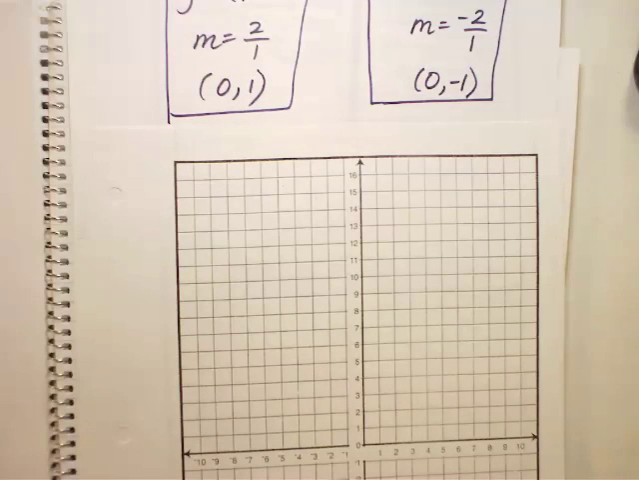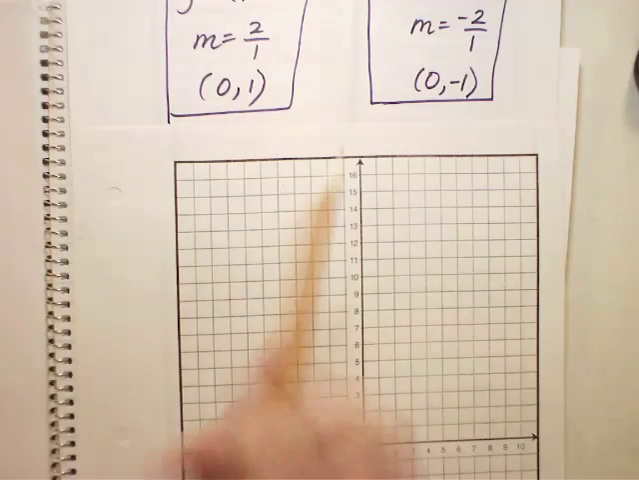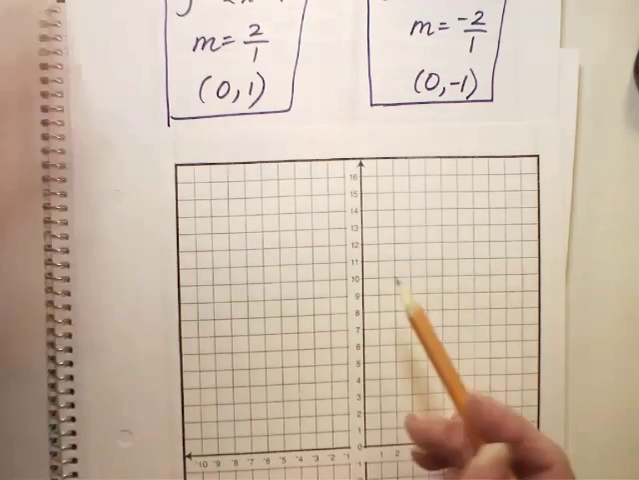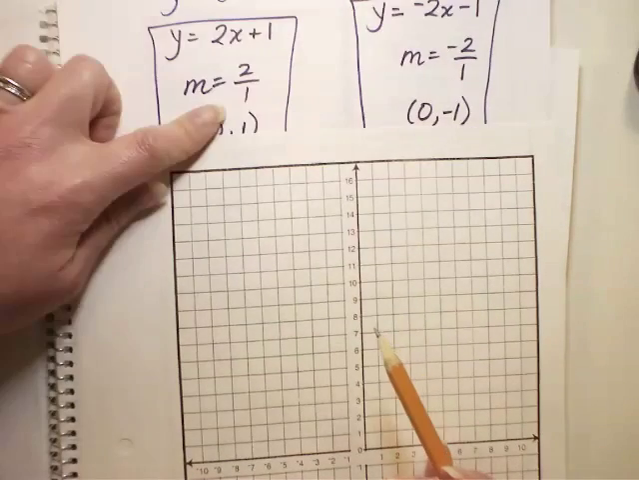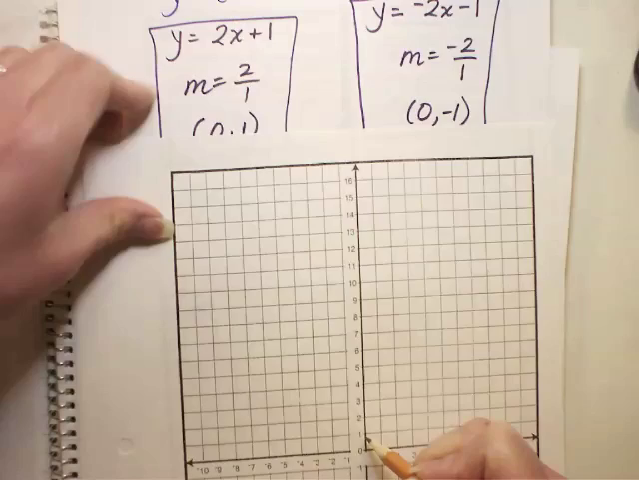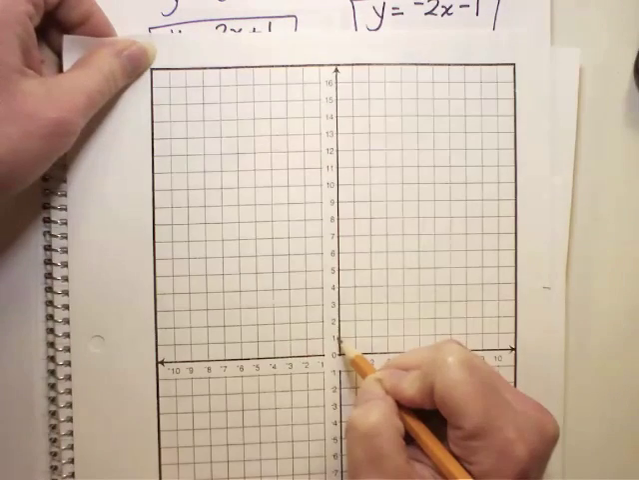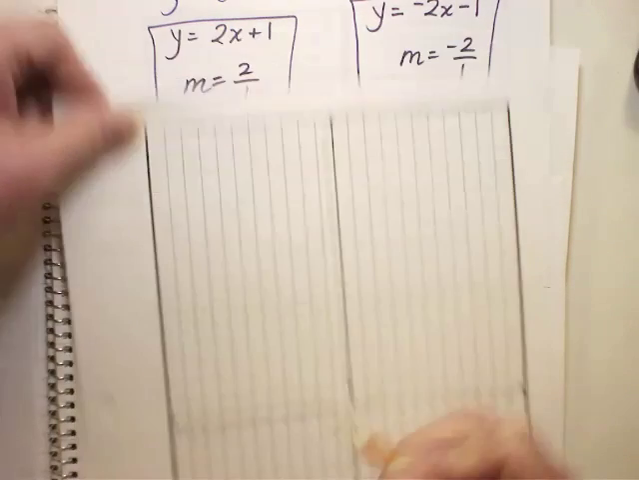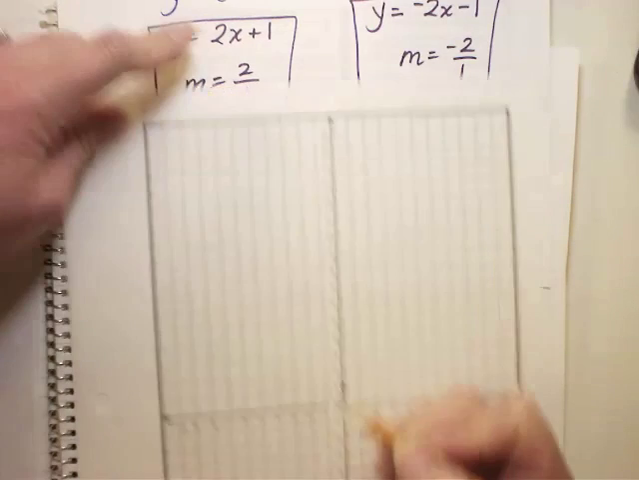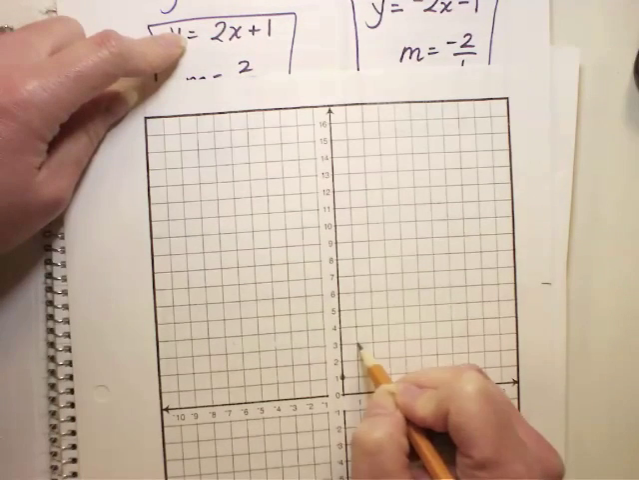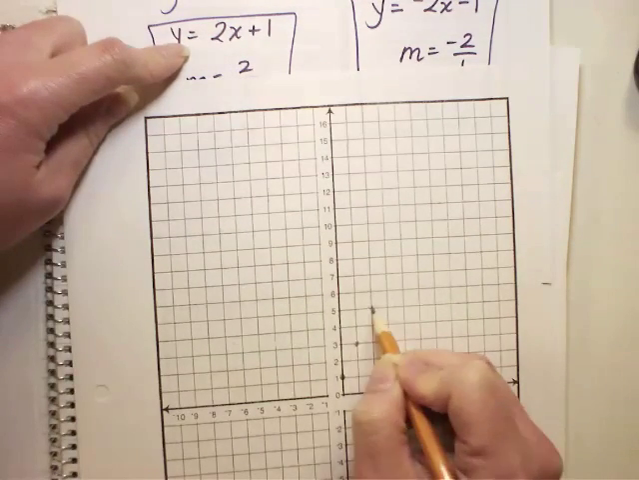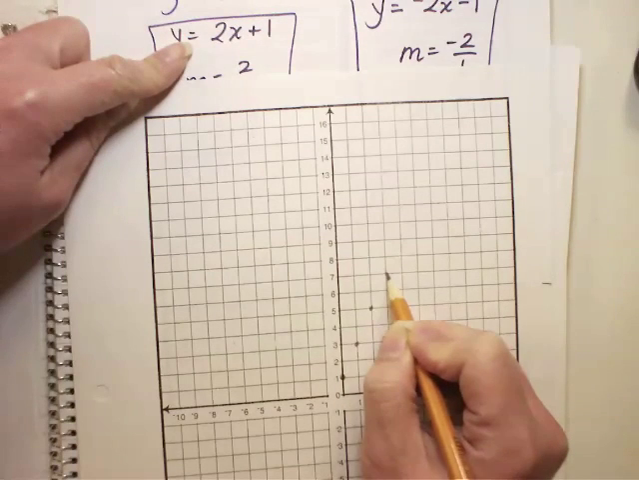And you want to make sure when you're doing this graph that you do this in pencil. Very, very, very important. So I'm taking out my pencil here. I've got 2x plus 1, so my intercept is 0, 1, so I'm going to go to 0, 1 right here and put a point. My slope is 2 over 1, so I'm going to go up 2 over 1, up 2 over 1, and so on.